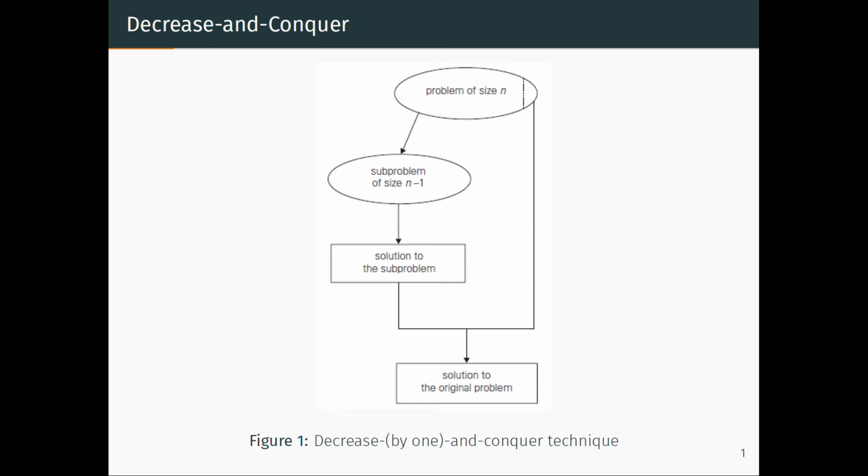In a decrease by a constant variation, the size of an instance is reduced by the same constant in each iteration of the algorithm. Typically, this constant is equal to 1. Figure shows the decrease by 1 and conquer technique.